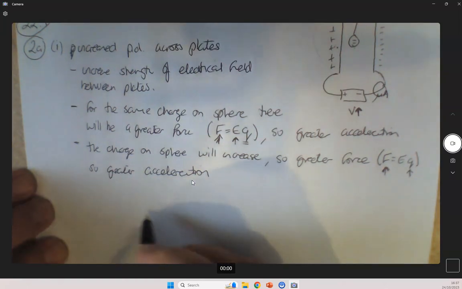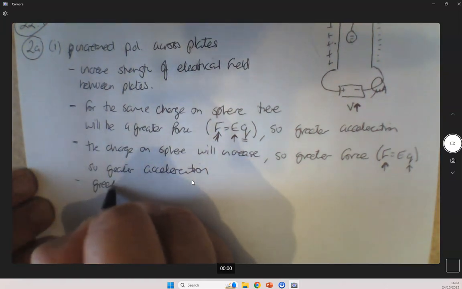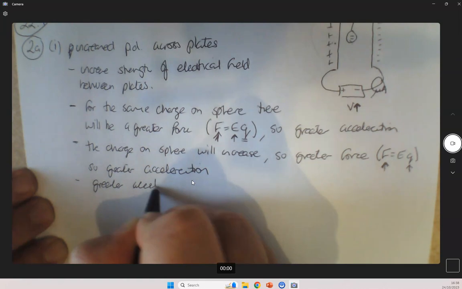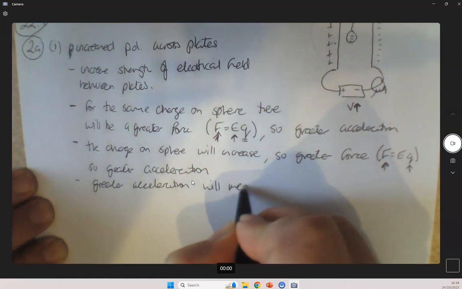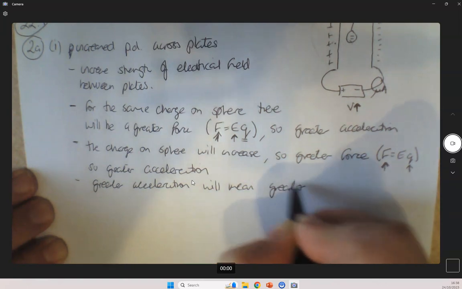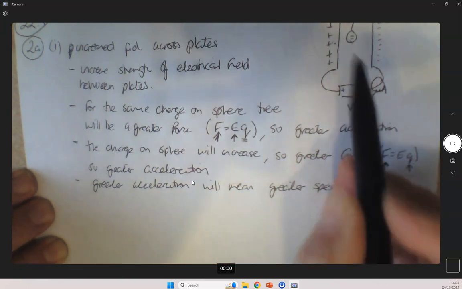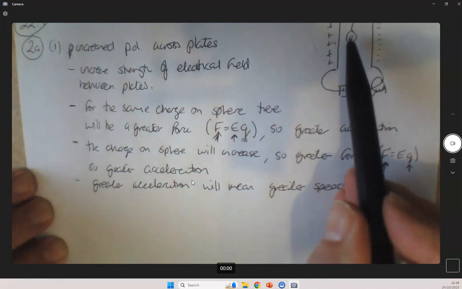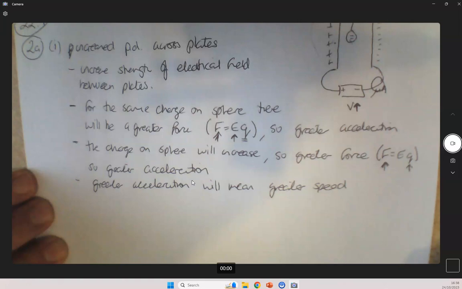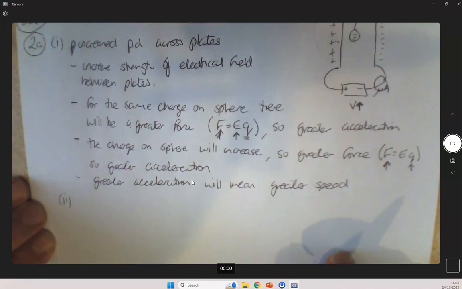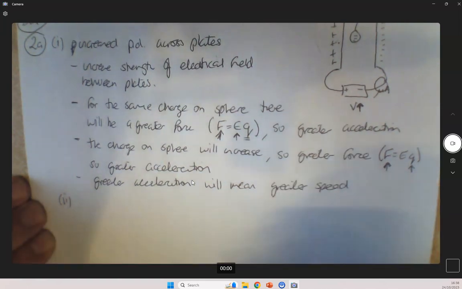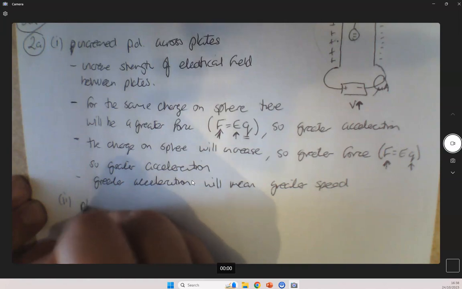Now, the greater acceleration will mean greater speed on the ball moving back and forth, and a smaller time between these collisions with either side. Okay. Now the second part of the question asked us to explain why it would go faster if the plates were brought close together.